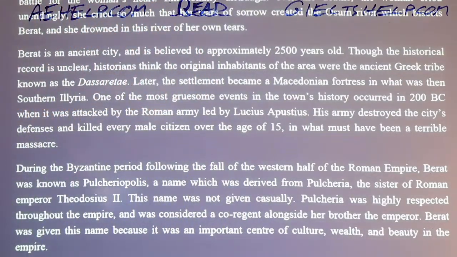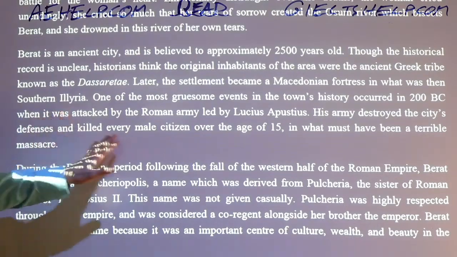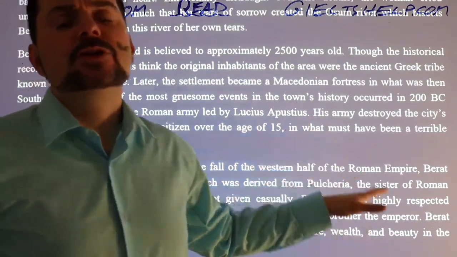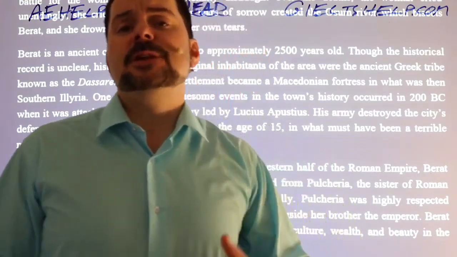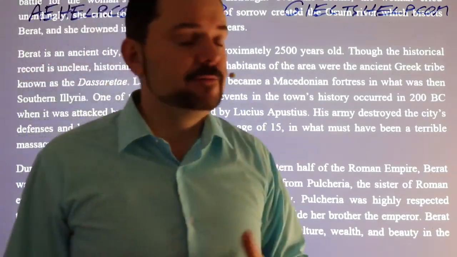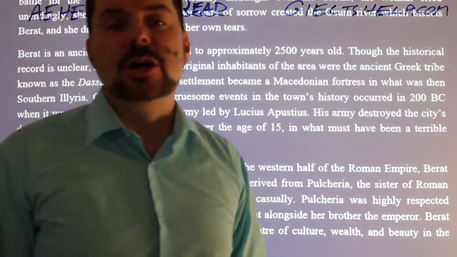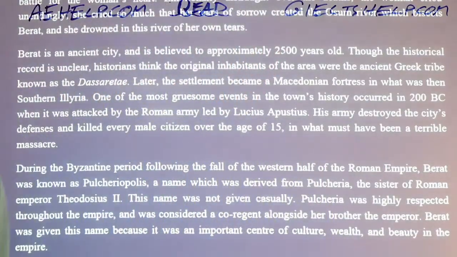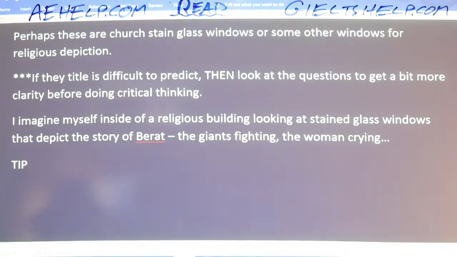Now, here's another quick tip to help you with your reading fluency and your score. When you come across these kinds of tricky words, words like Dasarete or Illyria or Lucius Apustius, don't really try to think about those words too much. If they become the answer on the answer sheet, you're going to have to come back and check the spelling for them anyway. I know I would for sure. So don't stress about the pronunciation of awkward words in the reading.